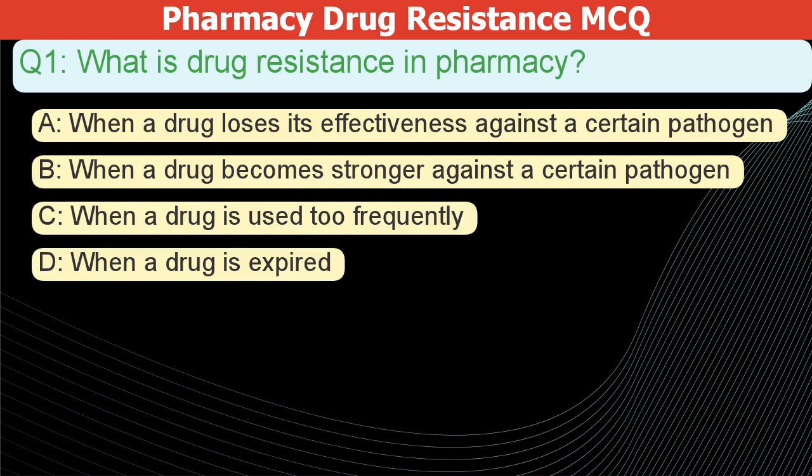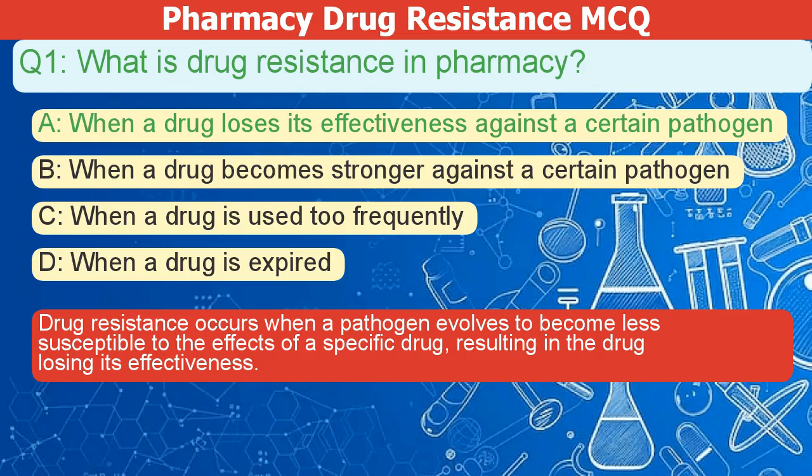What is drug resistance in pharmacy? A. When a drug loses its effectiveness against a certain pathogen. B. When a drug becomes stronger against a certain pathogen. C. When a drug is used too frequently. D. When a drug is expired. The correct answer is A.